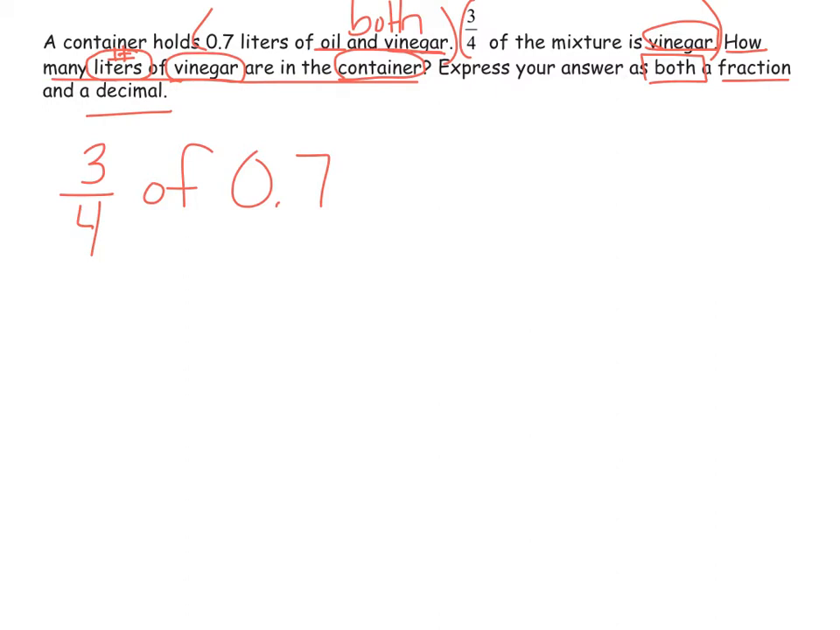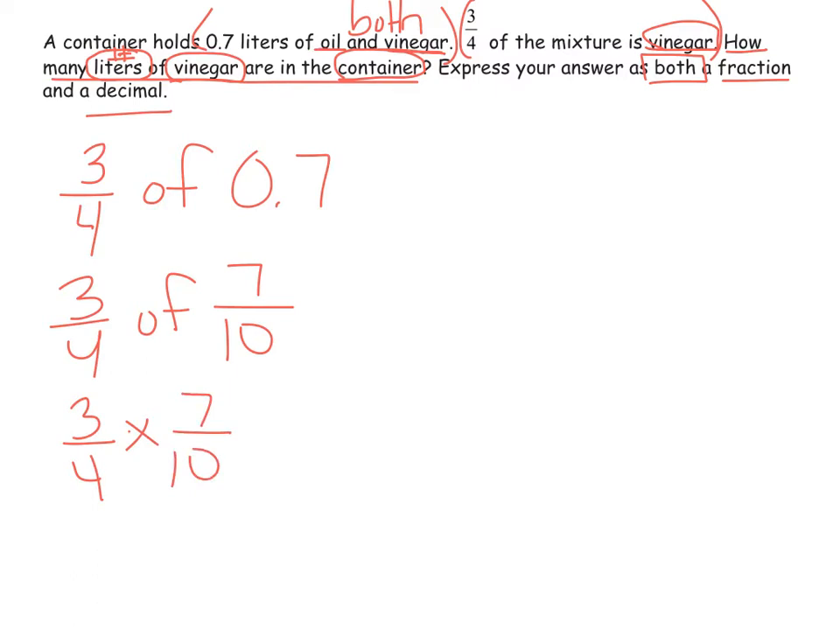Let's do 3/4 of 7/10. So we know of means multiply. I can't simplify, darn it. 3 times 7, 21. 4 times 10, 40. So this is my fractional answer, and I need to add my label. So what is this? This is liters.